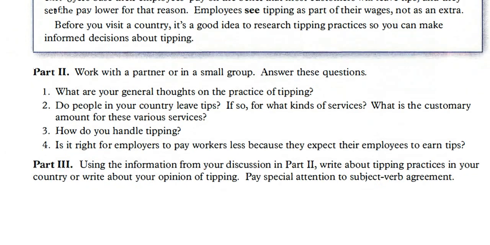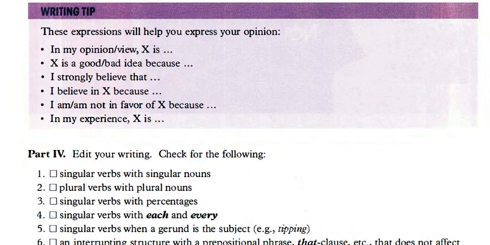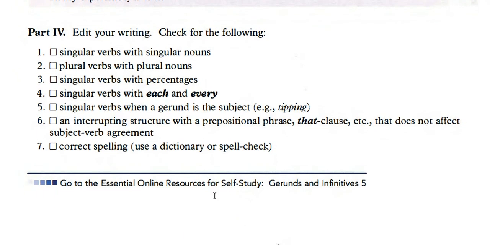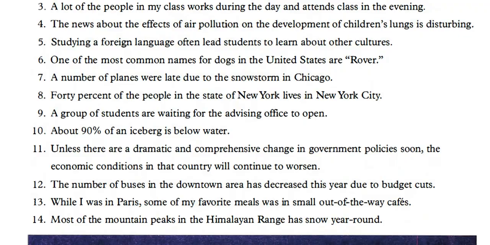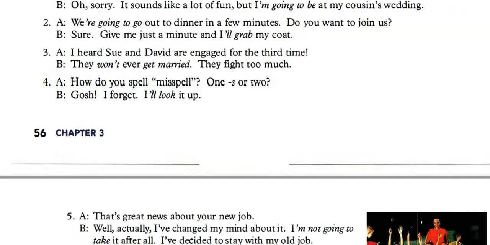So we have here the last of chapter 5, writing tips. You can check out how we can write, and then you can see here a kind of questions. Edit your writing, check for the following. When you write, you have to check singular verbs. So it's not our thinking here to check all these elements, but I'm trying to show you how it looks like. So this chapter ends on page 93. You can go back and answer as many questions as you can.